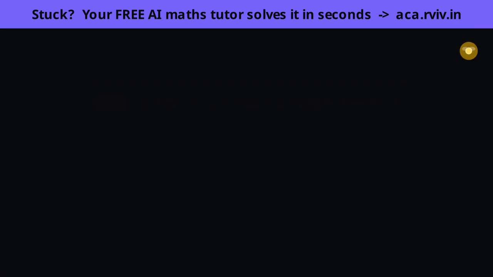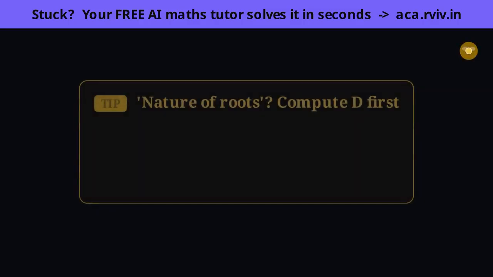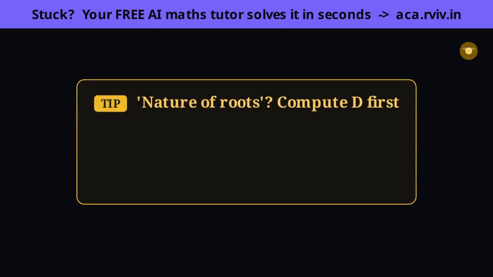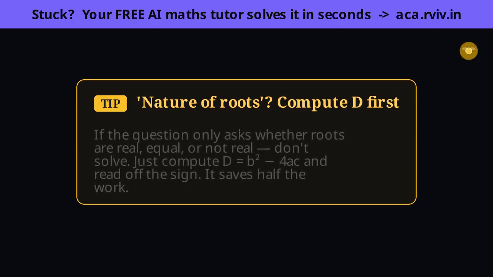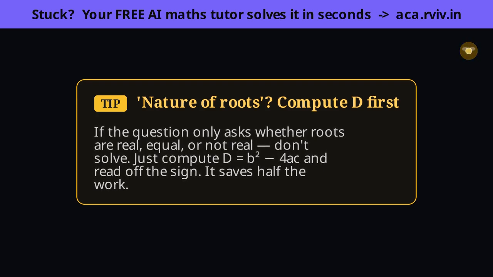When a question asks only about the nature of the roots, real, equal, or none, never waste time solving the whole equation. The nature lies entirely in the discriminant, so compute b squared minus 4ac and read its sign. Positive, 0, negative maps to 2, 1, none. That's the whole answer, and it's often just a single line of arithmetic. Solving fully when only the nature is asked throws away easy time in the exam.